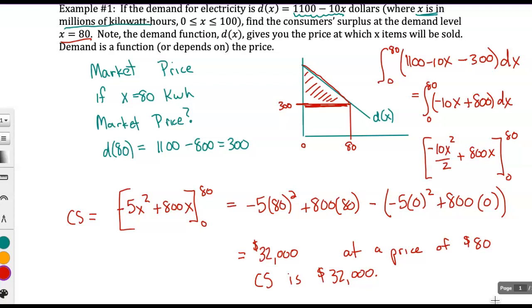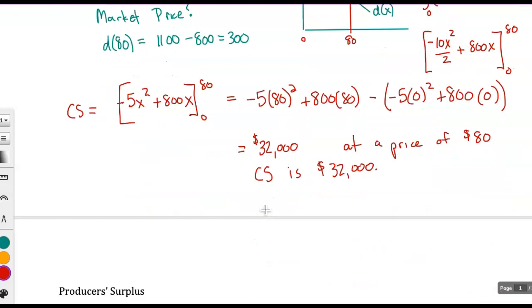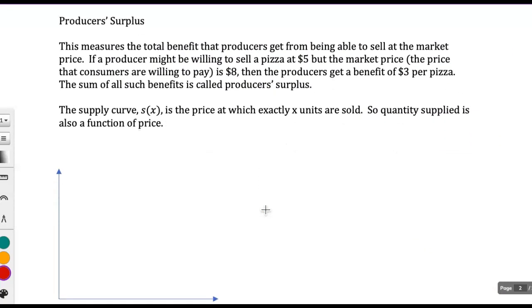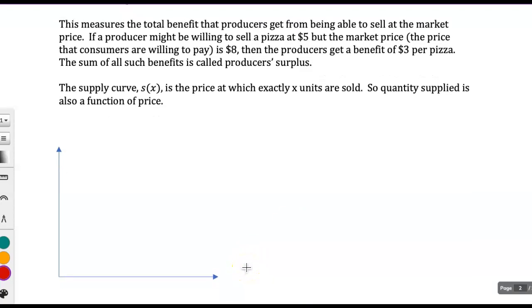Okay. Now, there's the other side of this coin, which is called producer surplus. And producer surplus is the exact same thing as consumer surplus, only for producers. So producer surplus actually measures the benefit for producers when they are able to sell above the market price. Okay, so for example, they sell at the market price, but the market price is higher than what they actually cared to get.